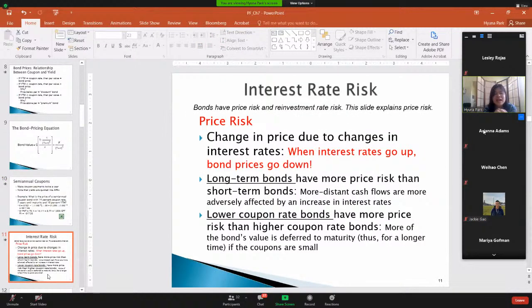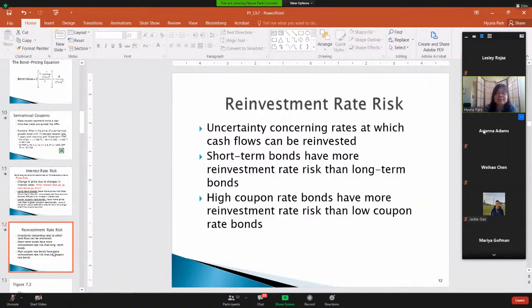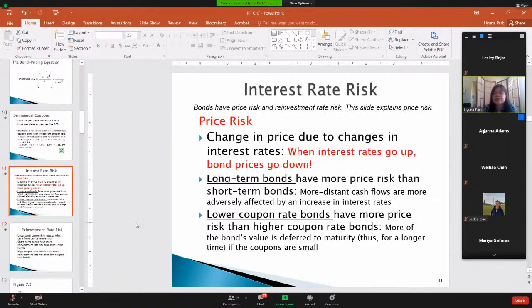And this slide and the next one explain the risk bondholders take. If you are an investor in the bond market and you buy a bond, you are subject to two types of risk. One is price risk, and the other is reinvestment risk. Price risk means that when market rates go up, bond price goes down.